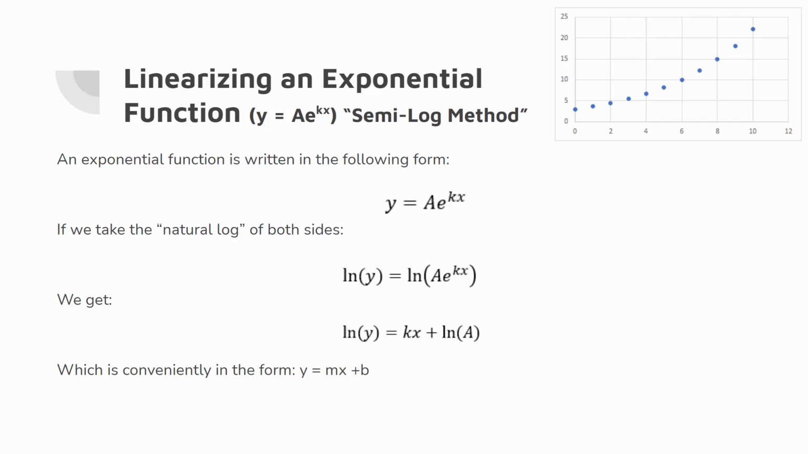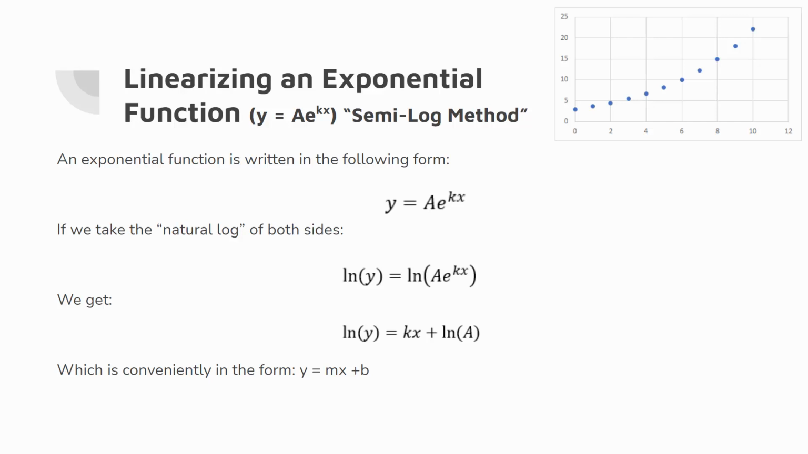And we're going to use a method called the semi-log function, or the semi-log method, because we're going to end up plotting the log of one of our axes and not the other. So we have this function y equals a times e to the kx. I don't know how many of you have learned about logarithms, natural logs. This is how logs work.